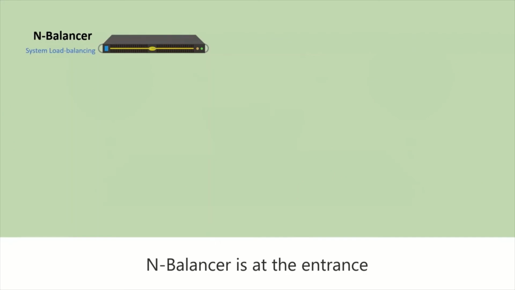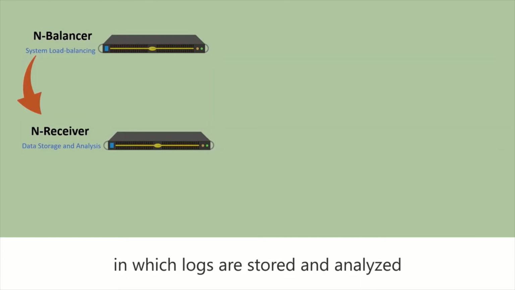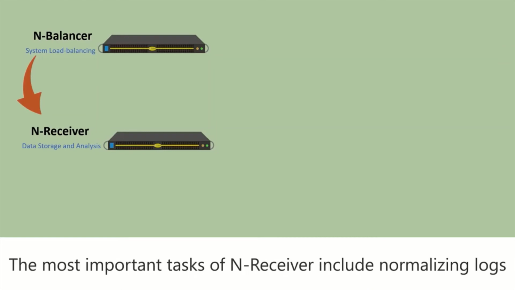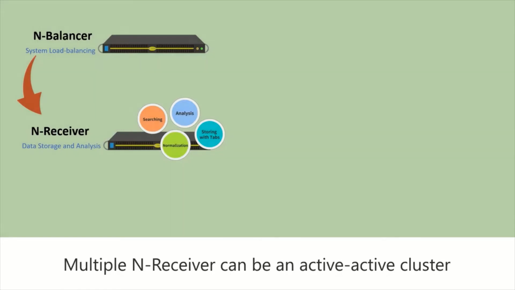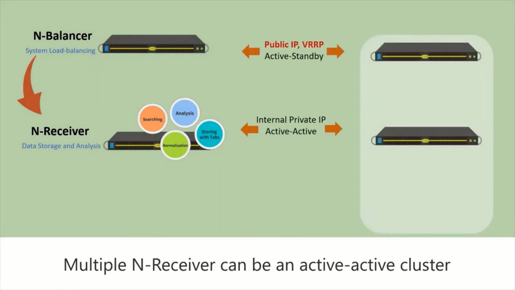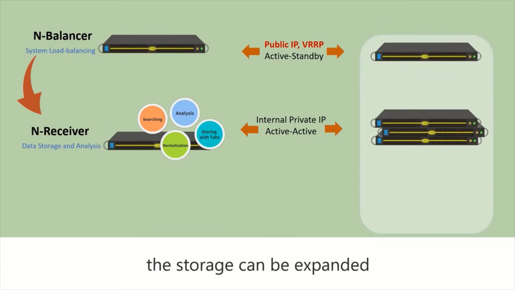NBalancer is at the entrance, in charge of load balancing. To make processing more efficient, it distributes logs to a receiver, in which logs are stored and analyzed. The most important tasks of a receiver include normalizing logs, storing with various tabs, processing and analyzing, and searching with set criteria. Multiple A receivers can be an active cluster, each being one another's backup. If received logs grow, by equipping more A receivers, the storage can be expanded, and efficiency can be improved.